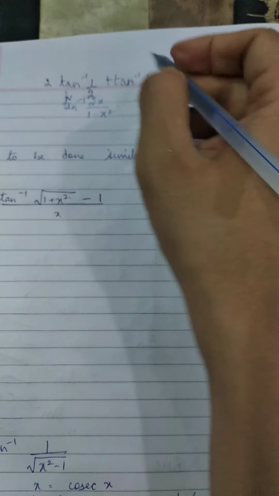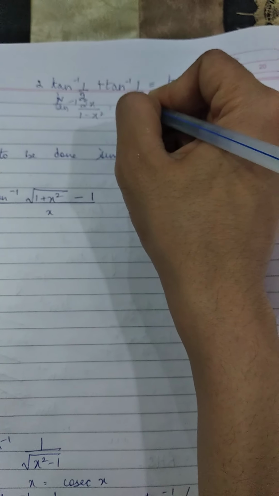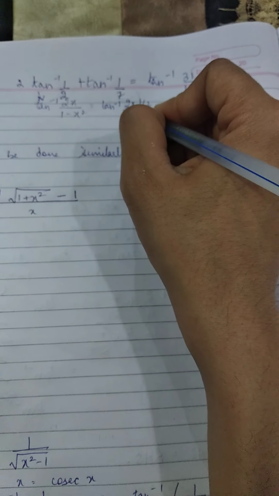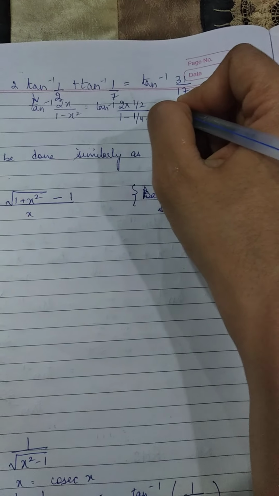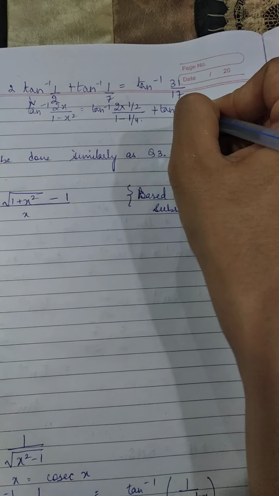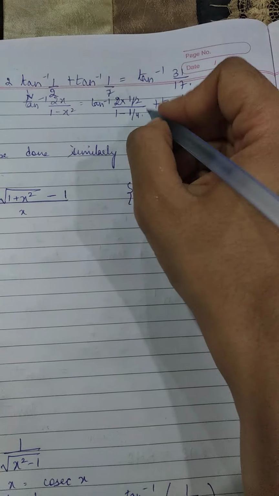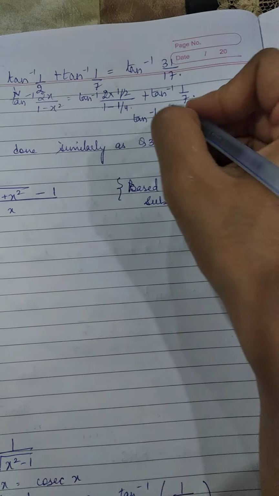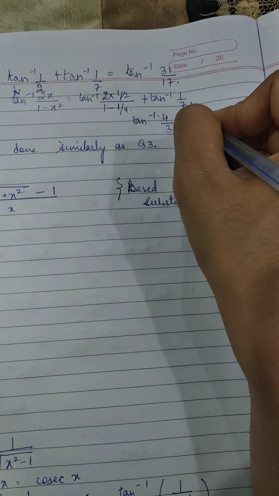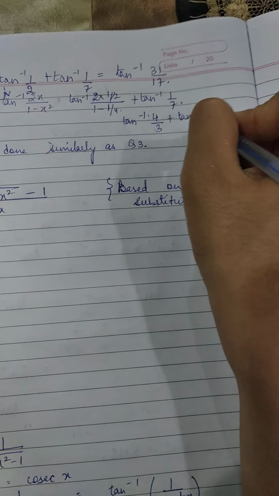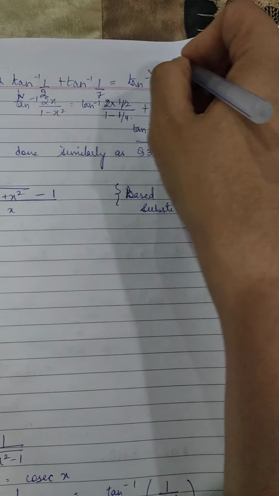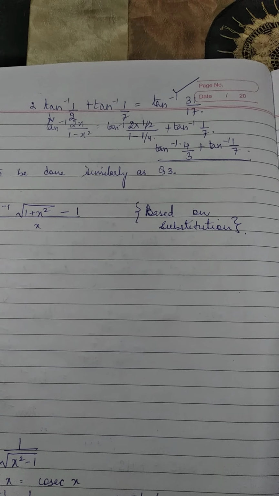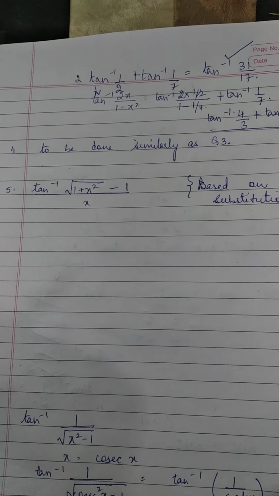So for this particular expression, it will be tan inverse 2 into 1 by 2 upon 1 minus 1 by 4, plus tan inverse 1 by 7. So this is tan inverse, if you solve, 1 upon 3 by 4, so that is 4 by 3, plus tan inverse 1 by 7. Now you can apply the formula and prove it equal to tan inverse 31 by 17, right? So please try and do this yourself as a practice.